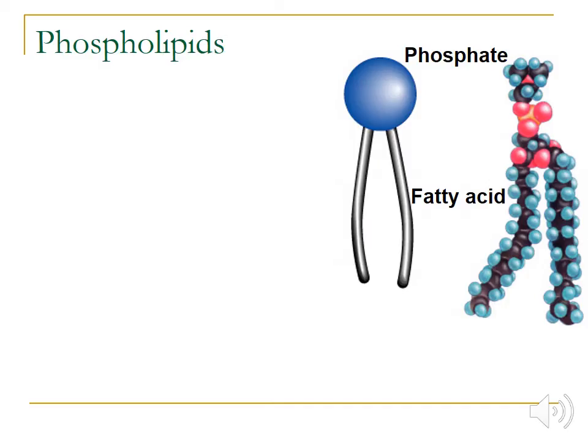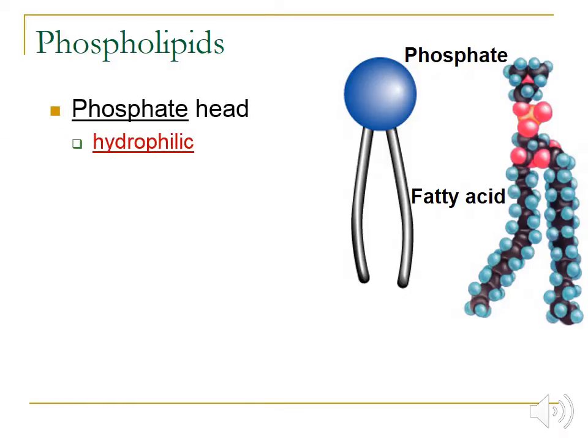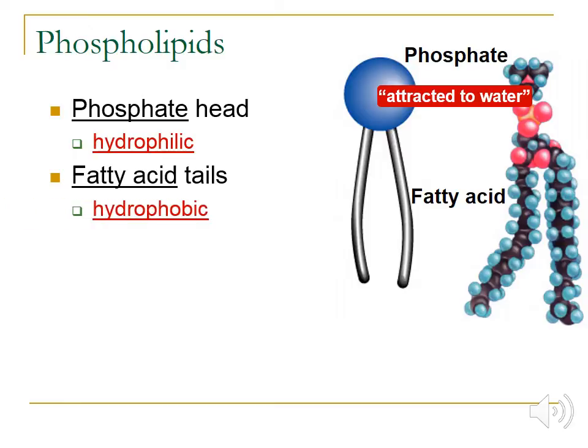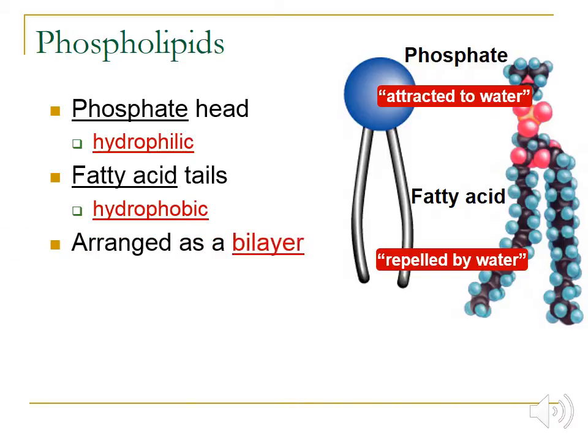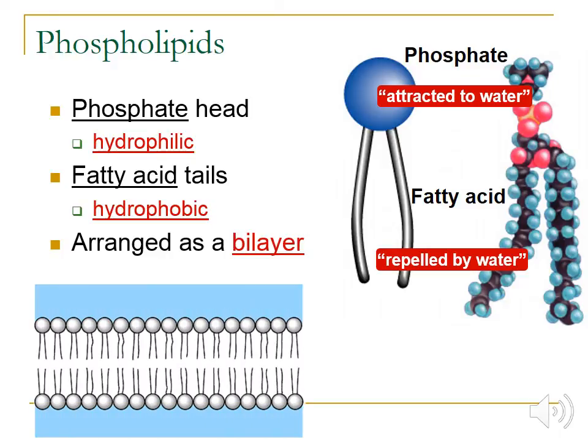So in phospholipids, we have a phosphate head, and that head is hydrophilic, so that means that it's attracted to water. The fatty acid tail, on the other hand, is hydrophobic, so that means that that tail part of the molecule is repelled by water. Because of these two features of a phospholipid, when phospholipids form cell membranes, the cell membrane is arranged as a bilayer. This is because both inside and outside of the cell there's water.